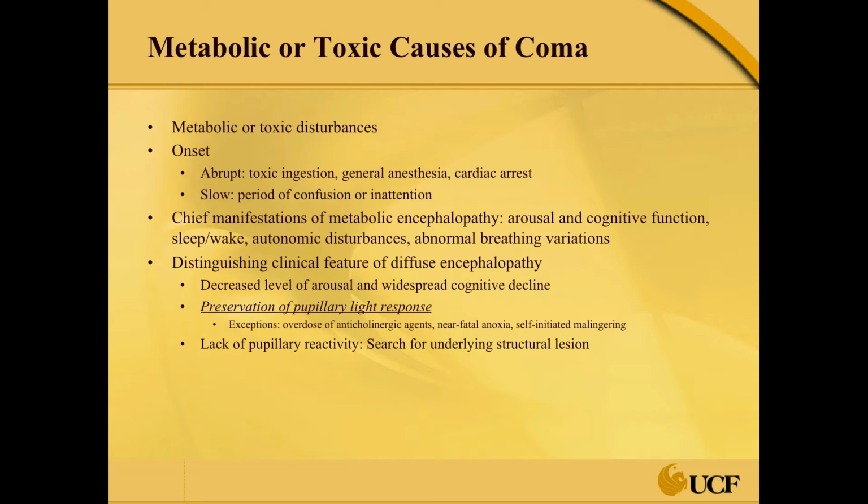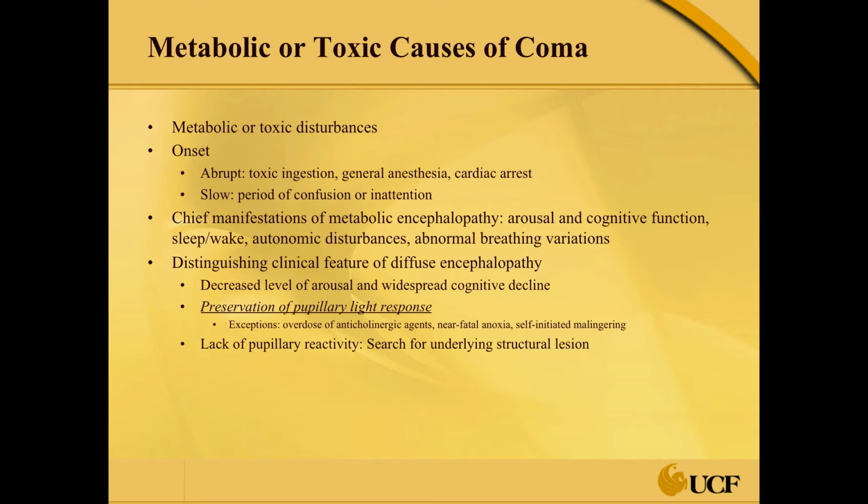Metabolic or toxic causes of a coma include things like ethylene glycol toxicity, different types of poisons, heavy metals, these types of things. The onset, if it's abrupt, for example a toxic ingestion, usually they'll develop things like general anesthesia and even cardiac arrest. And if it's a slow introduction of the toxin, then they get this period of confusion or inattention that can precede the more serious neurologic events to come.